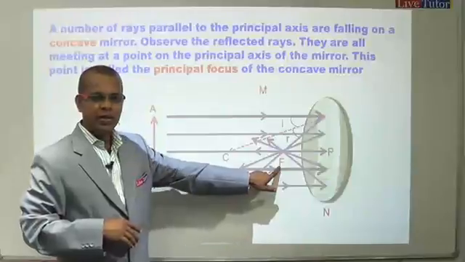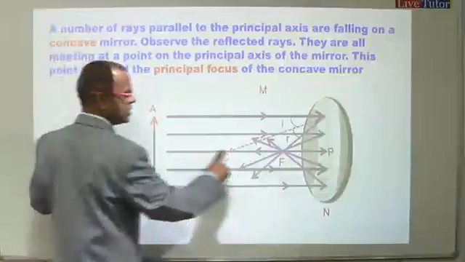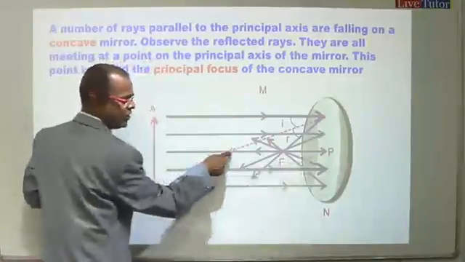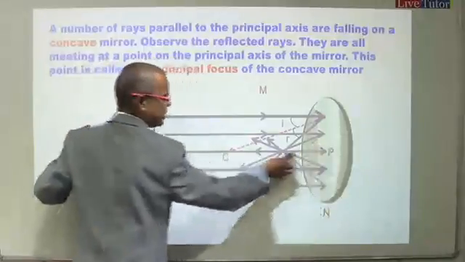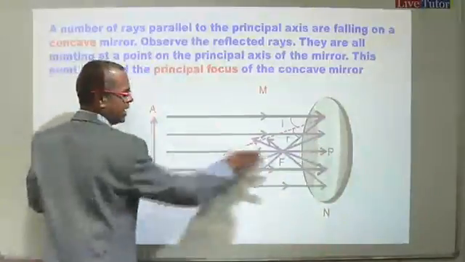Right? Do you understand? This axis, the principal axis, is going through the center of curvature and the pole of the mirror. That is the principal axis. All the rays are parallel.